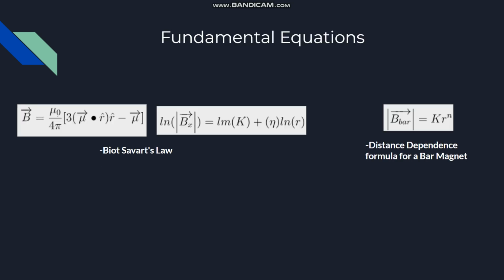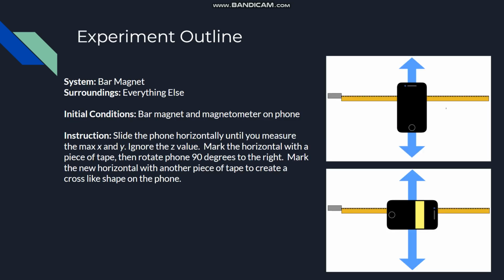For fundamental equations, we're going to use two of them. The main one is Biot-Savart's law, basically showing us how to calculate a magnetic field with these two equations here. And then we're going to use the distance dependence formula for a bar magnet. This equation is going to help us figure out our K constant, which we'll need to calculate our mu.